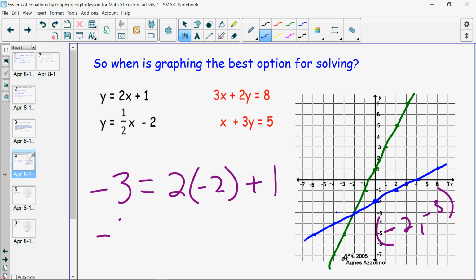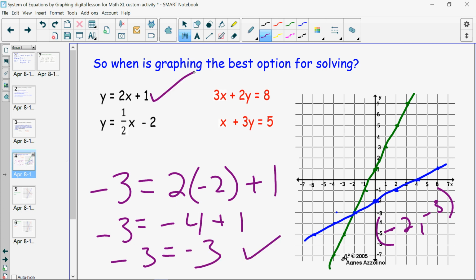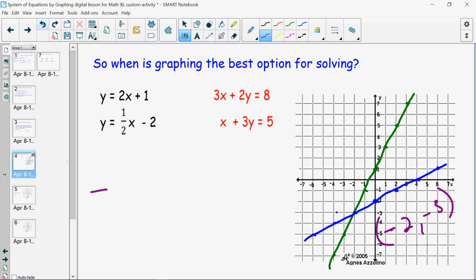So now I get -3, nothing changes there. 2 times that is -4 plus 1, and I get -3 equals -3. So check. So that worked for the first solution. I know that is correct. Now let's go ahead and let's get rid of all of that. And we'll do the other. It's the other one. Right.